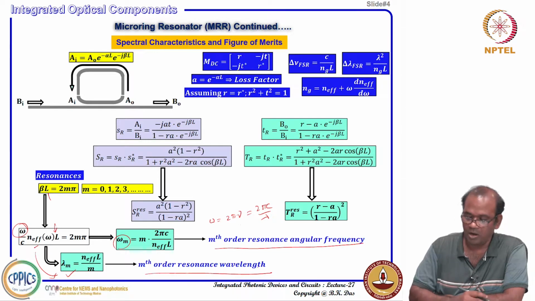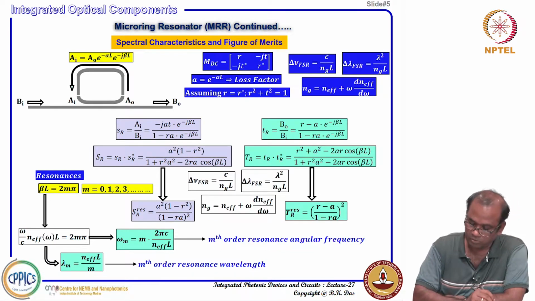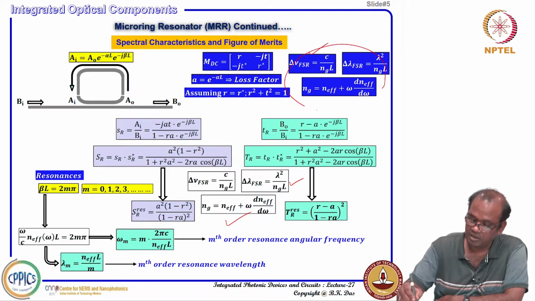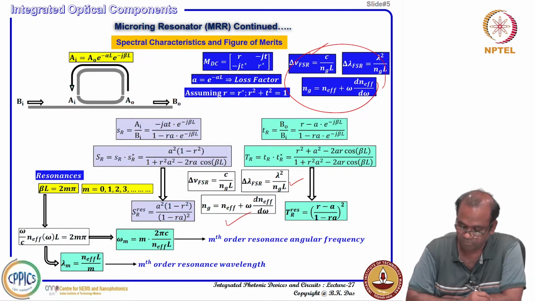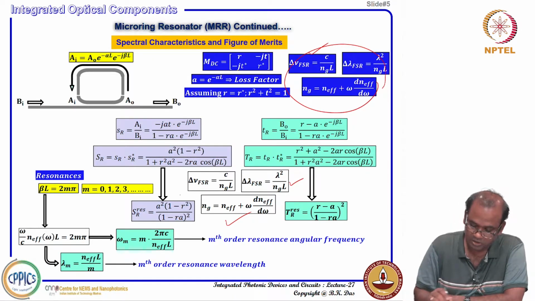Okay. This is all about the theoretical aspects. Now, whatever we have discussed, considering the free spectral range, delta nu FSR, in terms of lambda and in terms of frequency, we have expressed this, and the group index whatever we have written here, we repeat it here for completeness. Because this is easy to get once we know this relationship.